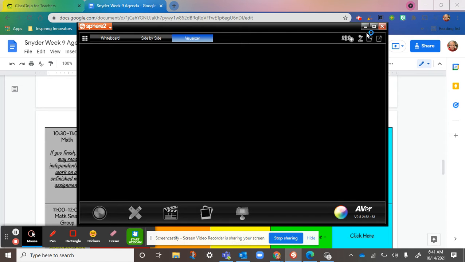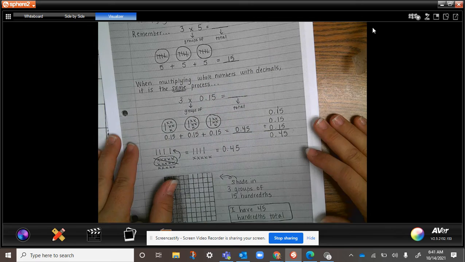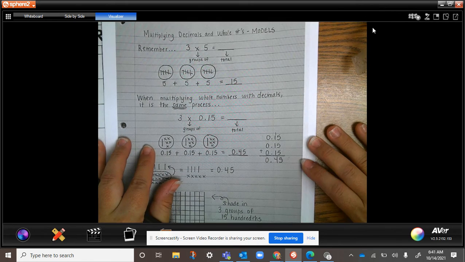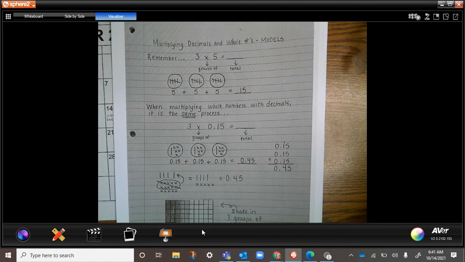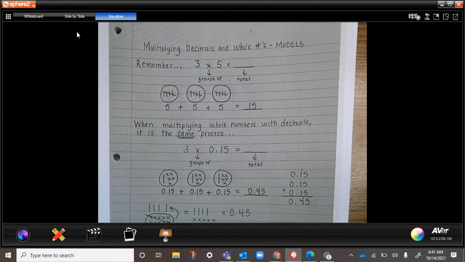All right, I'm going to go over how we have been showing how we multiply decimals and whole numbers. And so let me get set up with my paper here, get all this out of the way. All right, so multiplying decimals and whole numbers.